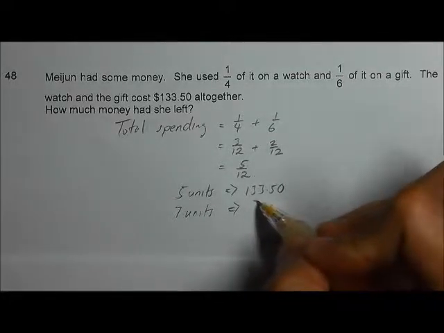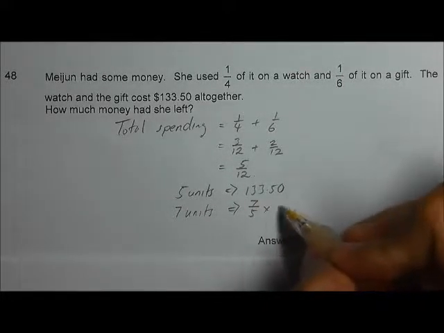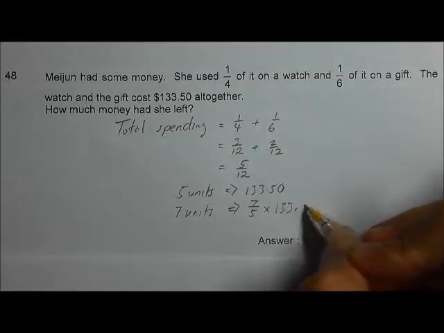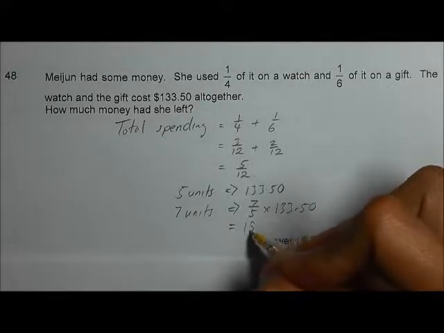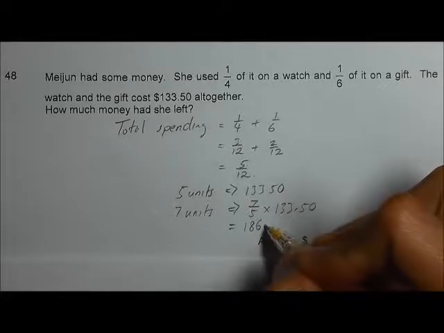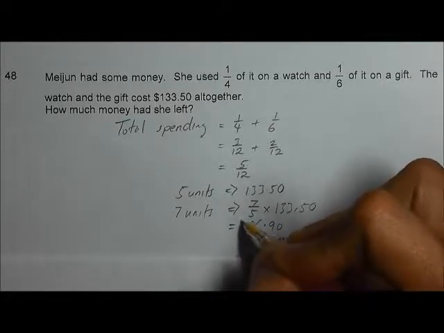is equal to 7/5 multiplied by 133.5. That will give us $186.90.